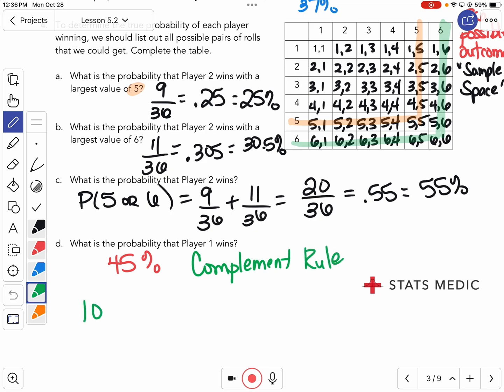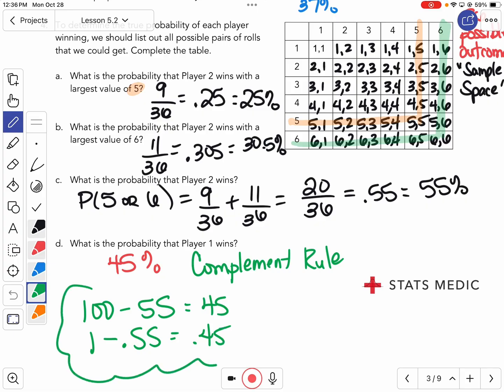Okay, we could do 100 minus 55, or we could do 1 minus 0.55. They all mean the same thing. So 45 or 0.45, either one. Okay, so we could do that subtraction to find it. So like if I knew one was 25% or 0.25, okay, thinking like a dollar, what would the complement be? 75. Okay, so just thinking that way with how that works.